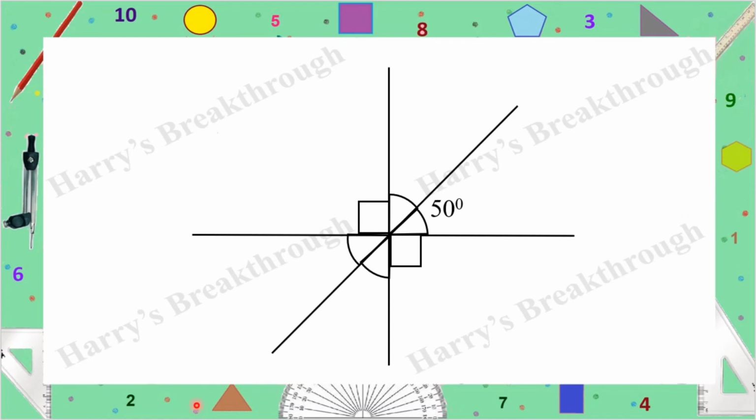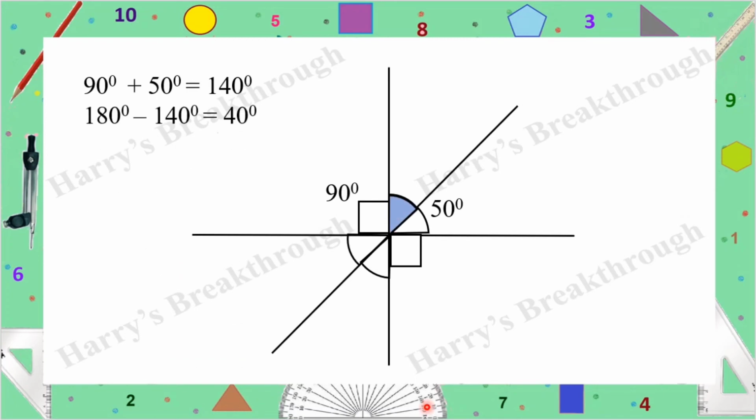And one more question too. Here one angle is given as 50 degrees. And here we can see a square angle, that is, this angle will be 90 degrees. So we have been given two angles, one is 90 degrees and the other one is 50 degrees, and we have to find the other angles. Here if we add these two angles, that is 90 plus 50 is equal to 140 degrees, and subtract this 140 from 180, that is 180 minus 140 is equal to 40 degrees. So this angle will be 40 degrees.